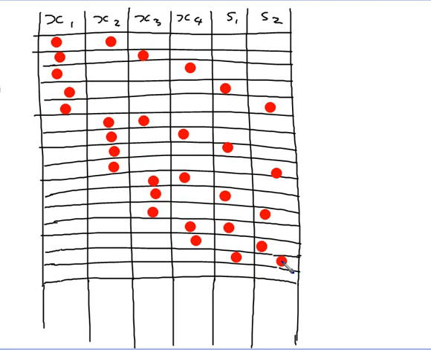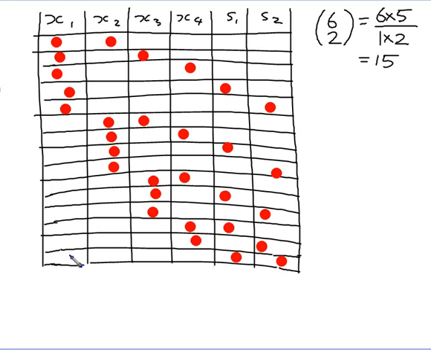So let me just check. I've got 1, 2, 3, 4, 5, 6, 7, 8, 9, 10, 11, 12, 13, 14, 15 rows. And the number of ways to choose 2 things out of 6 is 6 choose 2, which is equal to 6 times 5 on the top, 1 times 2 on the bottom, which is 15. And that's the number of rows I've got. So yes, I have got all the options, so let me rub out the rest of the rows. So now I just need to go back and do my row operations.